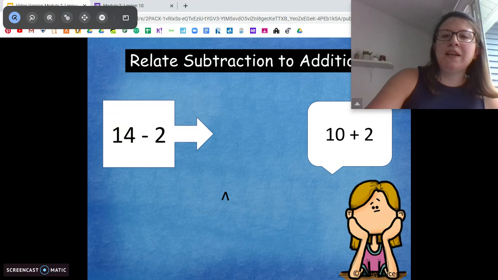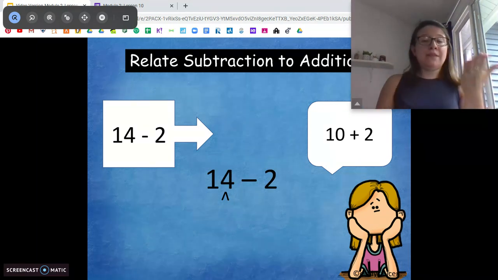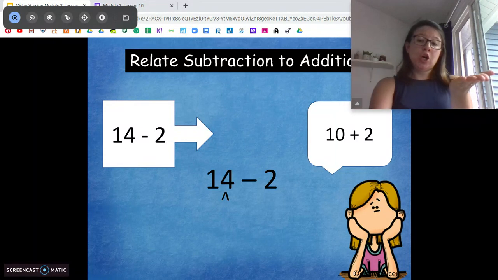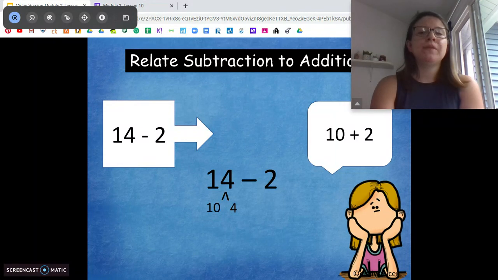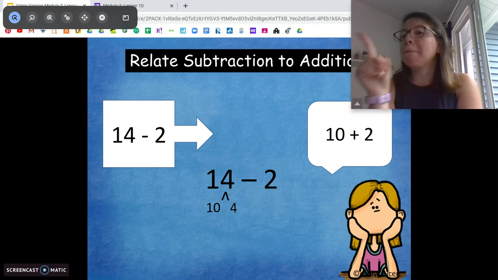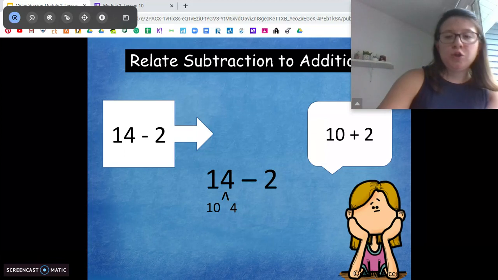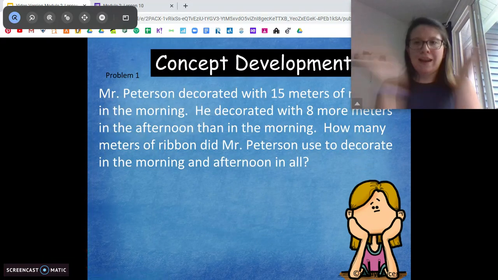Pause. Do it on your own. Ready? 14 minus 2 turns into 10 plus 2. We decompose 14 into 10 and 4. Good. Then, what's our next step? 4 minus 2, which equals 2. 10 plus 2. All right.